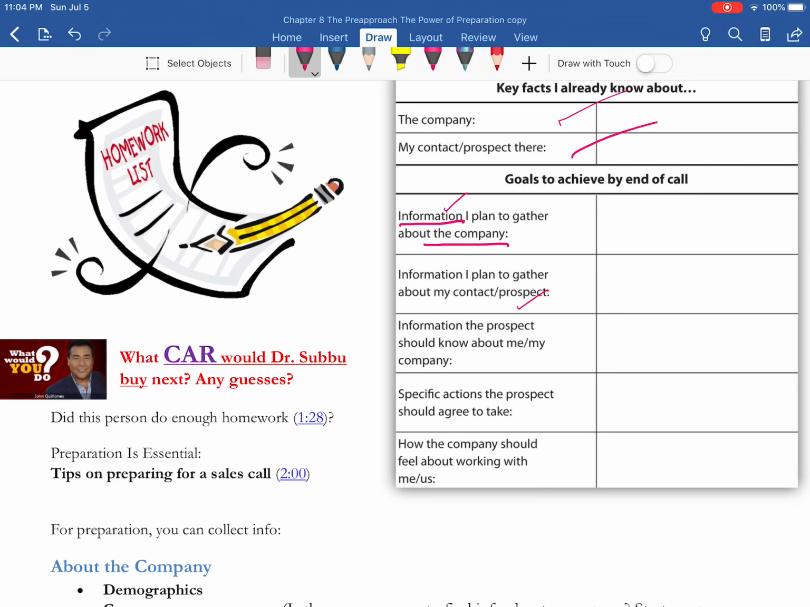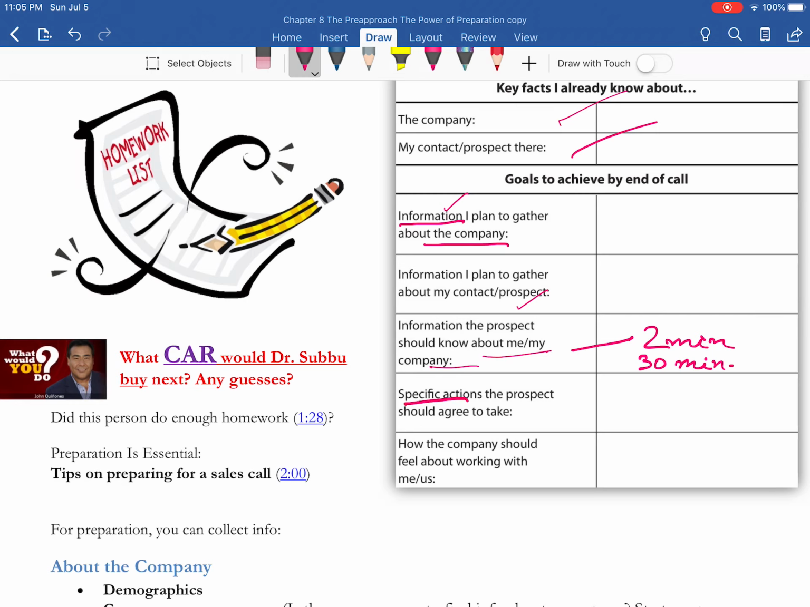The information the prospect should know about me and my company. When I am talking to them, I don't want to be wasting their time. You have only a few minutes to make a positive impression. So what are you going to tell in the first 2 minutes, or maybe if you get one meeting, in the first 30 minutes of that meeting? You need to ask those questions, and that is doing the homework.